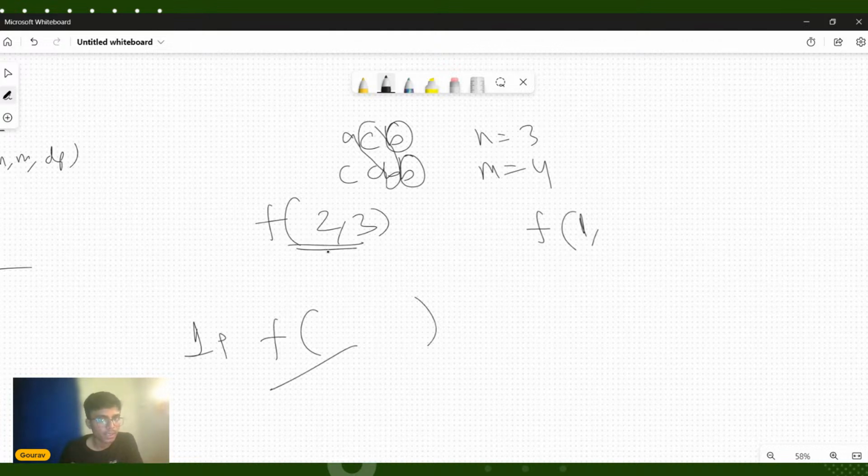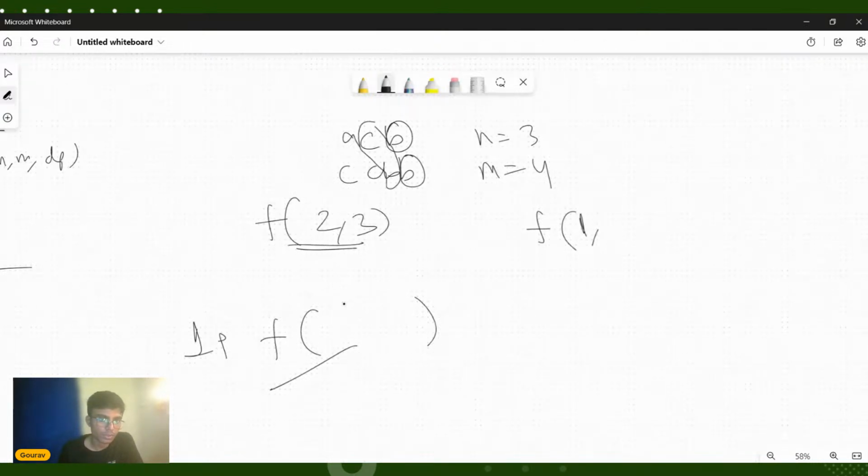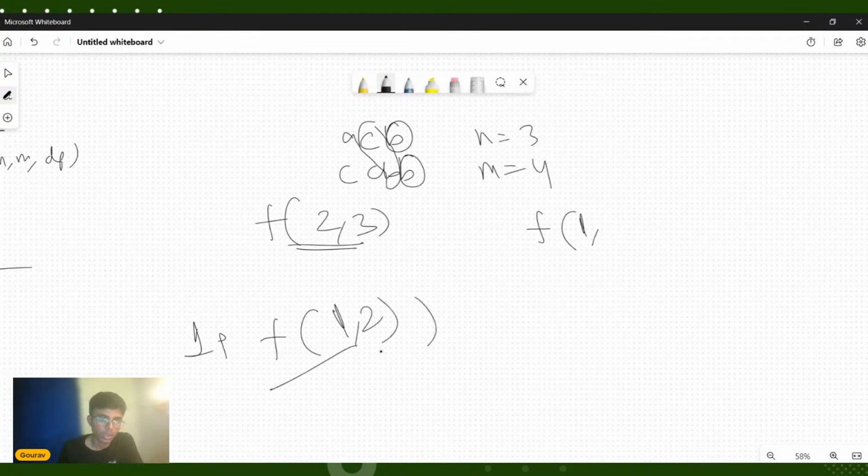So 2 comma 3 are equal. In that case, we call this function f of 1 comma 2. Now 1 comma 2 are not equal, so it will either call f of 1 comma 1 or it will call f of 0 comma 2. Since it can call either of these, it will take the maximum of these two values.